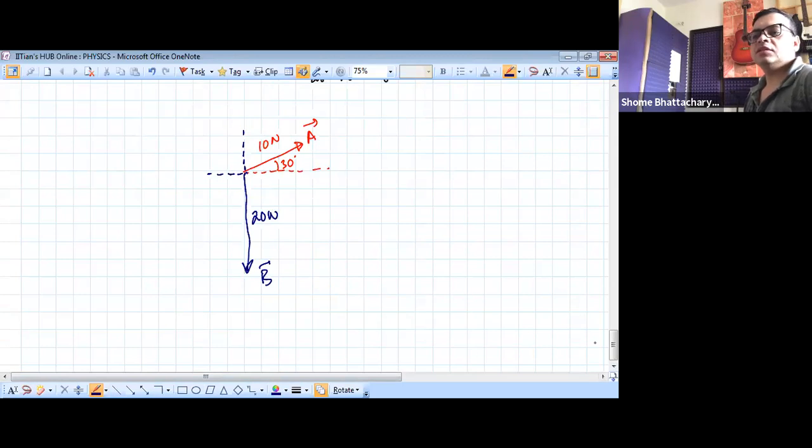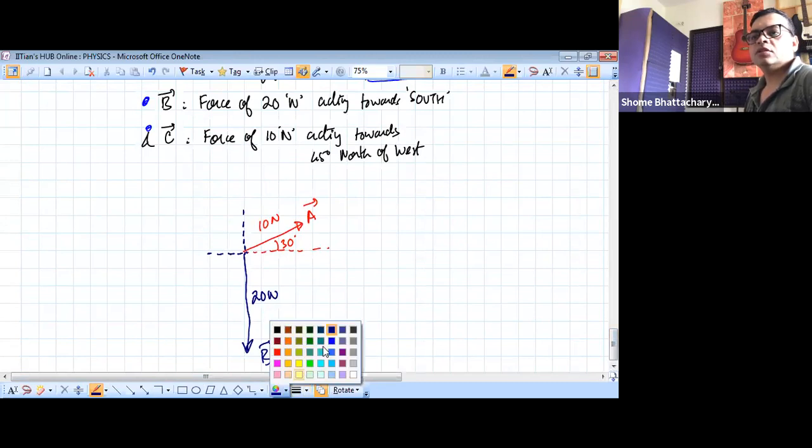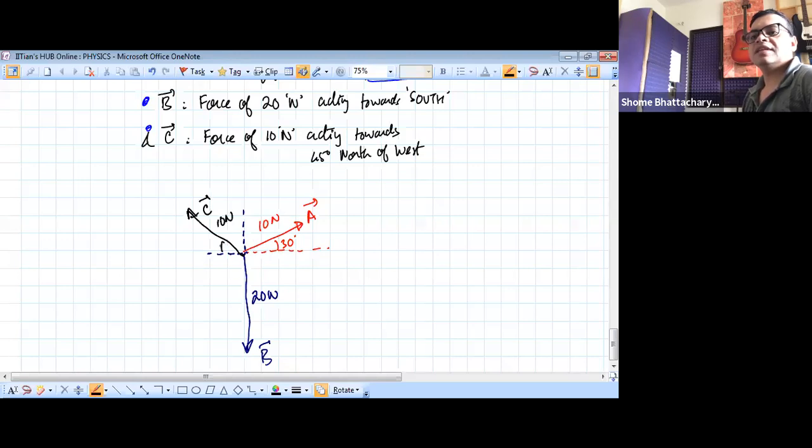Okay. And similarly, the force C should be again 10 newtons, but acting towards north of west by 45 degrees. So now C should have the same kind of length as A, approximately, but the direction is different. C is approximately in this kind of direction. Again 10 newtons, but this angle is now 45 degrees, or that's the same thing as saying this angle is 45. So 45 degrees north of west is the same as 45 degrees west of north.